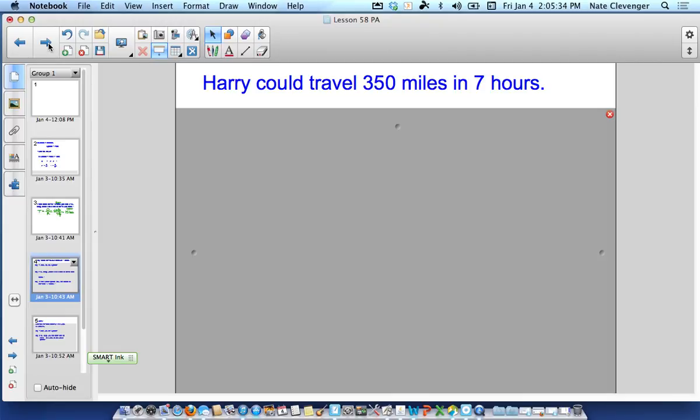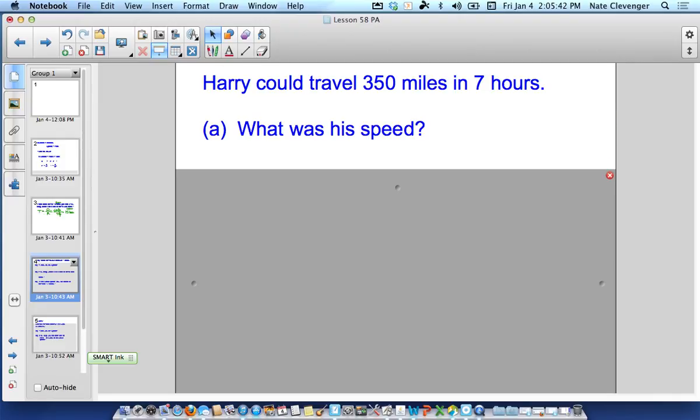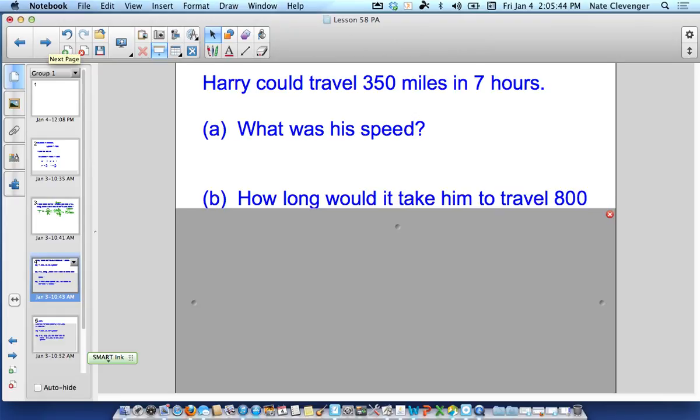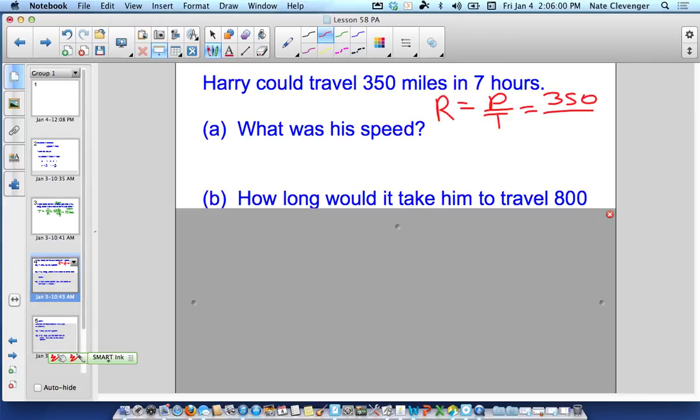Okay. Here's some information. Harry can travel 350 miles in 7 hours. Now there's multiple questions with this. First is, what is his speed? Speed is rate, and that's equal to distance over time. The distance is 350. Time is 7. 7 will reduce with 35 to 5, so that makes the rate 50 miles per hour.